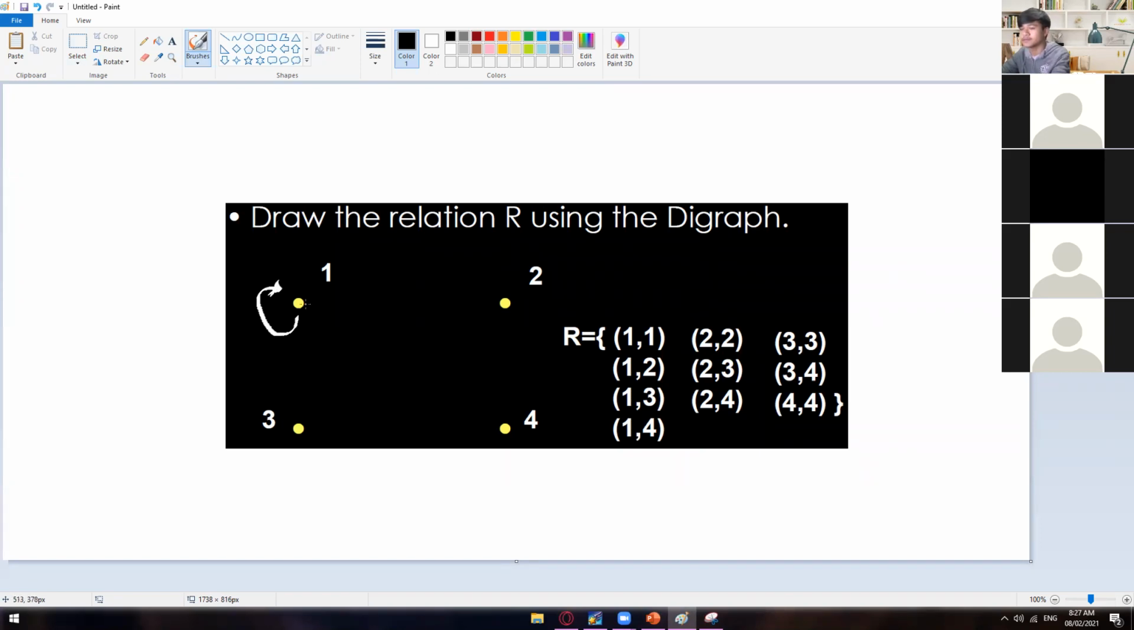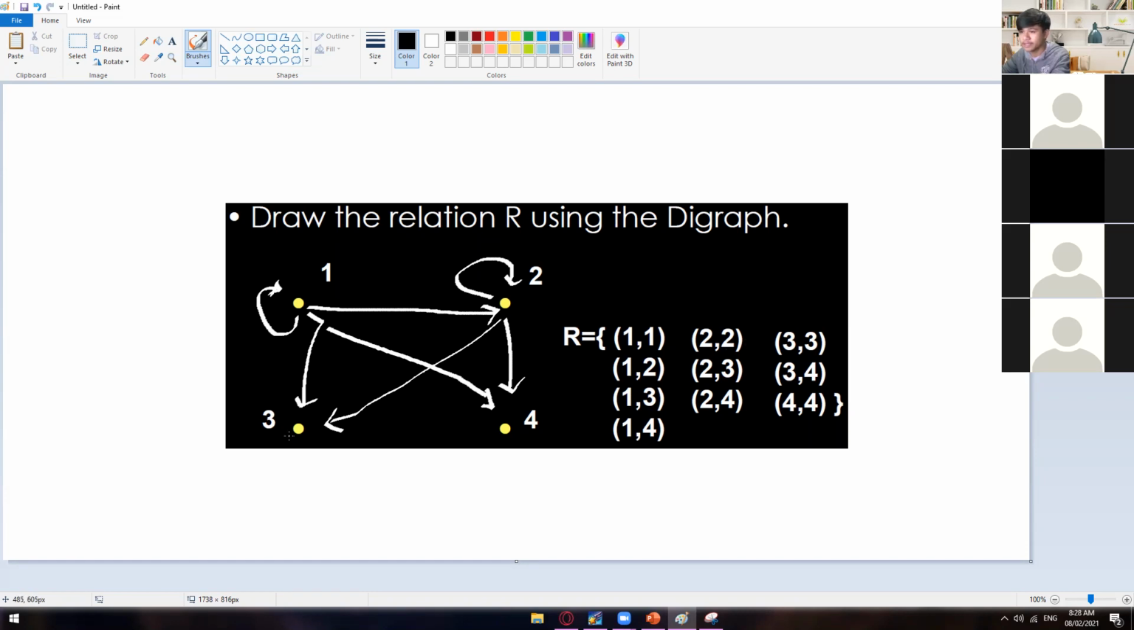Okay. So 1 will just go back to itself. And then we have 1, 2. So 1 going to 2, and then 1 going to 3, and then 1 going to 4, then 2, 2. So again, it will just go back to itself, and then 2, 3, and then 2, 4.